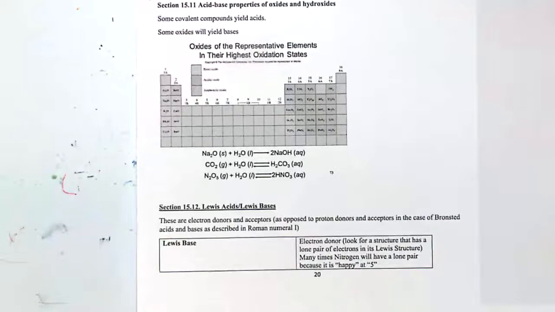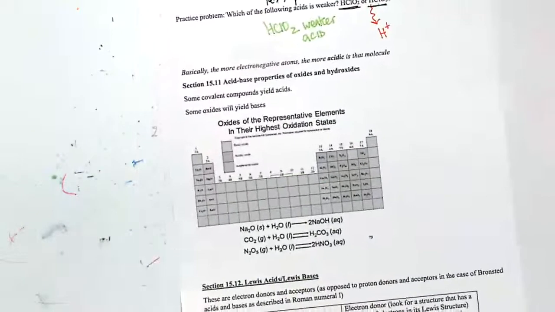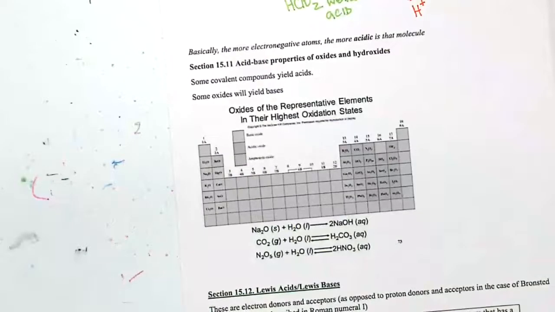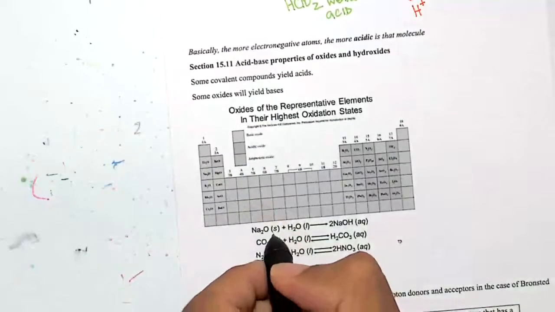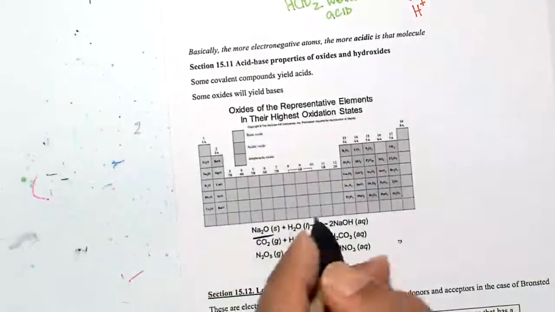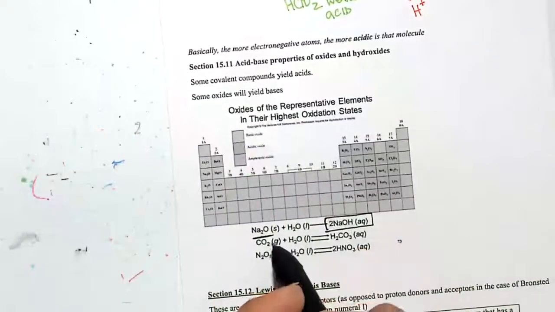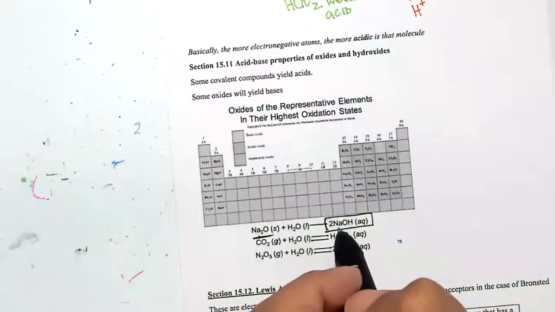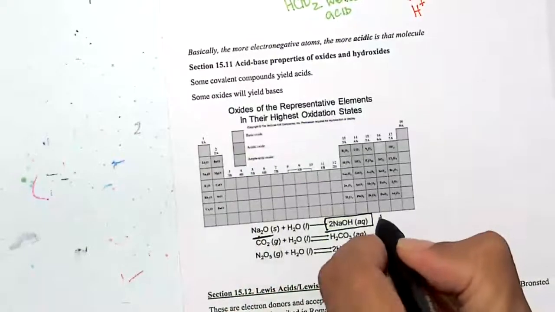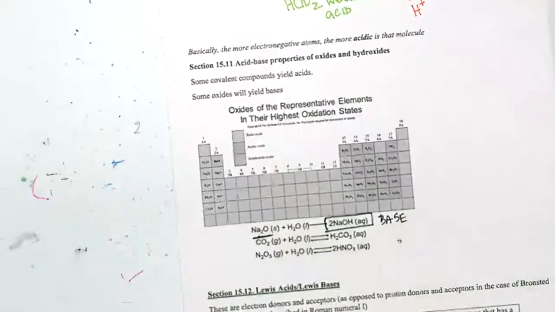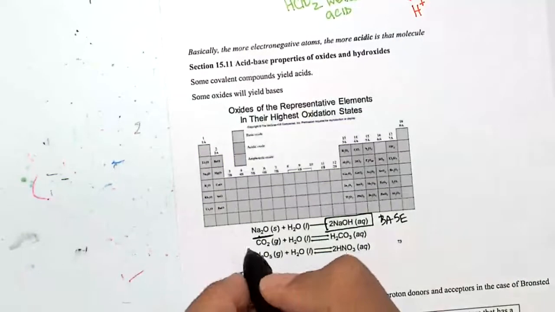Okay, the last 2 things really quickly here. Look at some of these reactions that we have here. We have sodium oxide. If you put it in some water, we get sodium hydroxide. So you can actually get an oxide and make a base. This is all about acid-base chemistry, right?